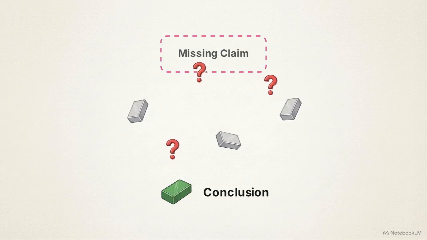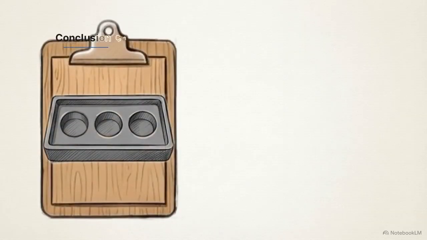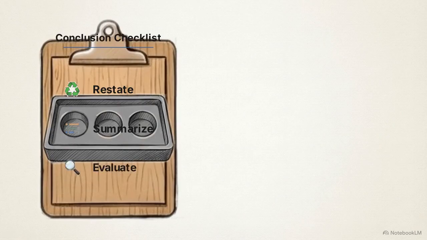Returning to our sample text, the middle section holds the examples, data, and definitions. These are essential for support, but they are not the structural anchors of the argument. To tie these details together, use a three-part guideline for your concluding sentence. You should restate your main point, summarize the body, and provide a brief evaluation.